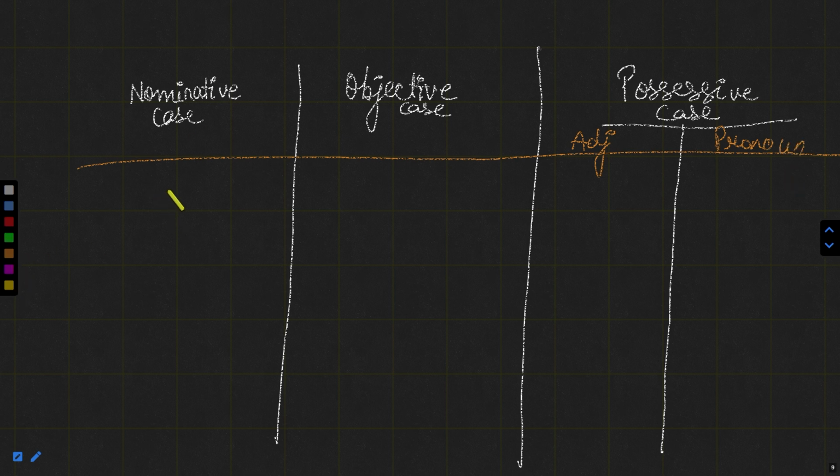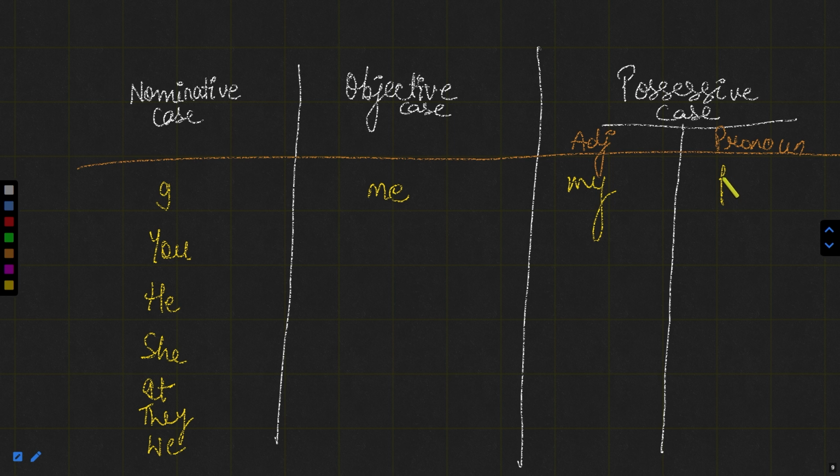Now, if I write the nominative case: I, you, he, she, it, they, or we. These are the nominative cases. The objective case for I is me, whereas the possessive adjective is my and the pronoun is mine. Next one, you. For you, the objective case is you, whereas the adjective is your. For example, I can say your house, your pen, and when the possessive pronoun is talked about, it is yours.